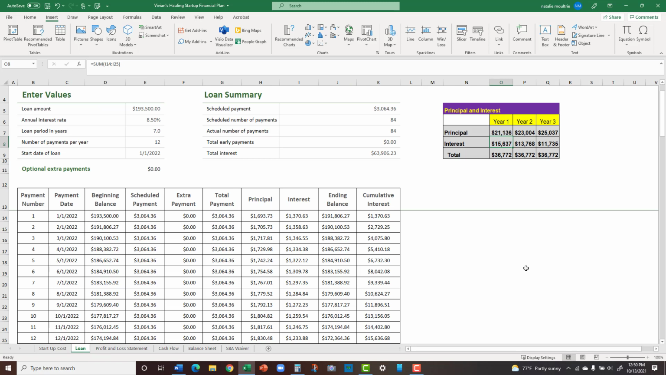So remember, this loan tab is going to show us how much we have to pay back every month on that $193,500. So $3,064 every month. So we pay that every month. At the end of the year, we would have paid $36,772. $21,136 went to principal. $15,637 was paid towards the interest.